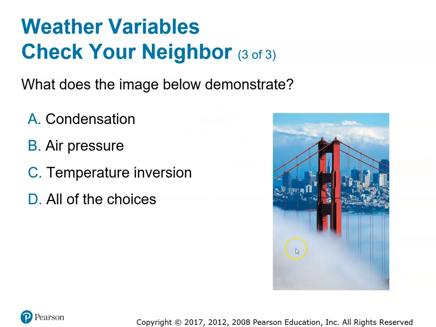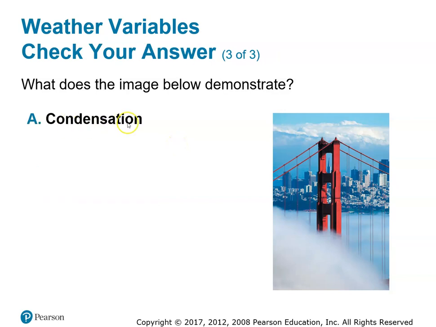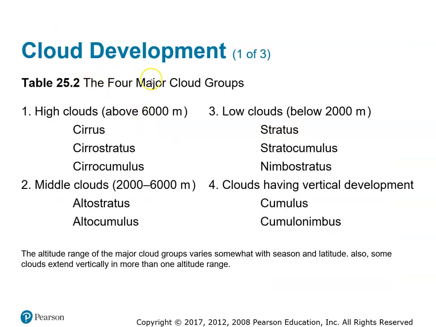Anyhow, so what you're seeing right here is fog, of course. So that would be condensation. That's all that one is. Condensation. All right. Let's see. So this is just classifying the different clouds. All right. So let's go back to what we were just mentioning.